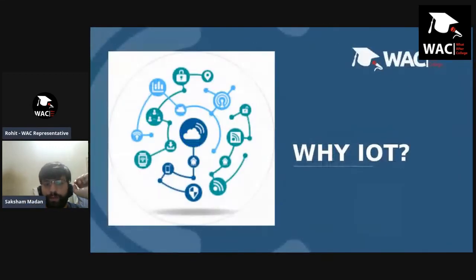Why IoT? First of all, why do we learn IoT? Have you guys heard about Industry 4.0? It's a quite trending term these days. As we proceed to the next level of industrialization, we will be going for more connected systems.